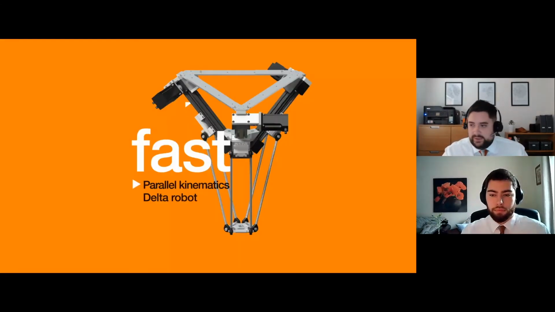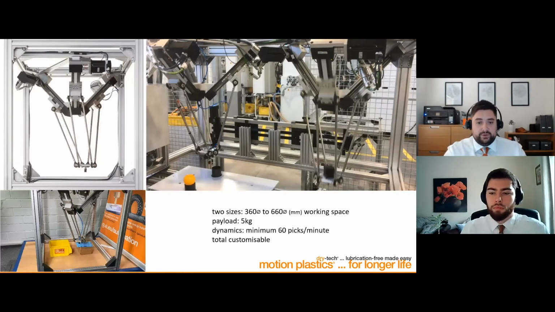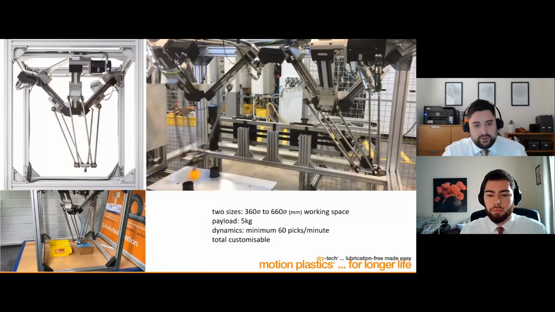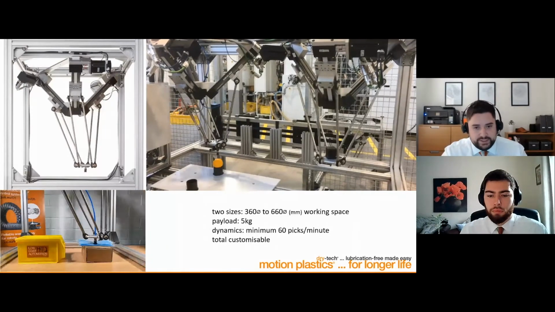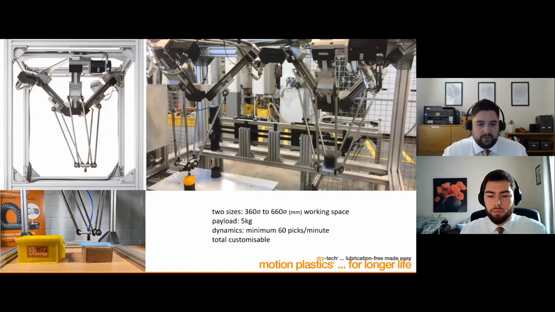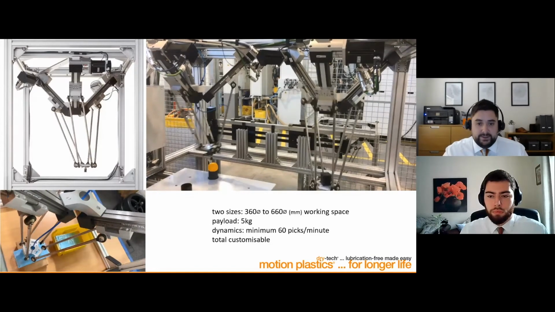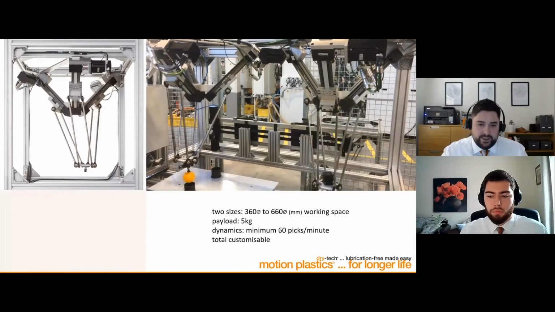So the fast one, the Delta robot, or parallel robot, which it's also known by. This is our Delta robot, and we have two sizes of it, a small and a medium size, one with a 360 millimeter working space, one with a 660 millimeter working space. Again, this is a very simple pick and place robot. It can carry a payload of 5 kilograms, with a minimum of around 60 picks per minute.